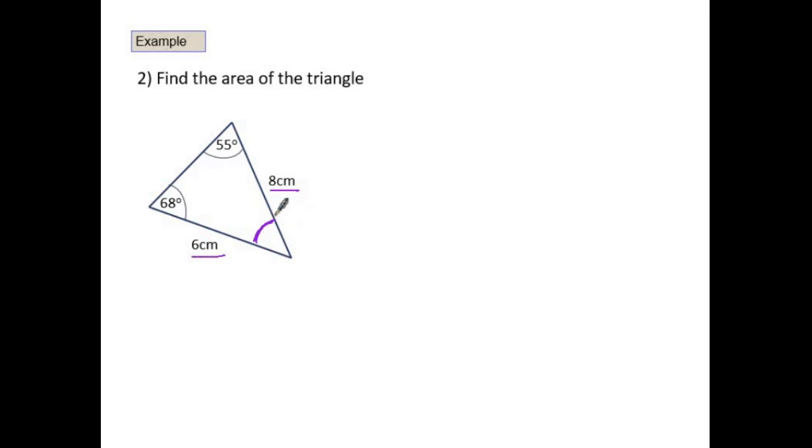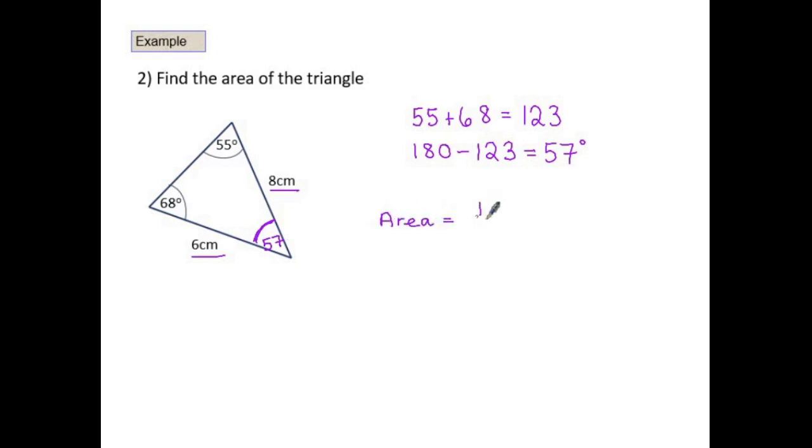To find that third angle, you need to think back to your angles topic. Angles in a triangle add up to 180 degrees. So if we add up the 55 and the 68, that should give you 123. And because they add up to 180 degrees altogether, subtract it from that 180 degrees, it's going to give you 57 degrees. So that missing angle in the triangle is 57. Remember, use the pictures that they give you. So you now have the two lengths, 8 and 6, and the angle between them. So we're going to use that formula of half AB sine C.